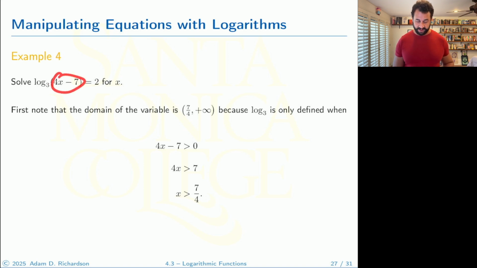The domain of the variable is 7/4 to plus infinity because we require that this input is greater than 0. So if you have this inequality and you solve it for x, you get x is greater than 7/4. What that means is that any solution will only be valid if it's greater than 1 3/4. So whatever our solution is, it needs to be greater than 1 3/4.